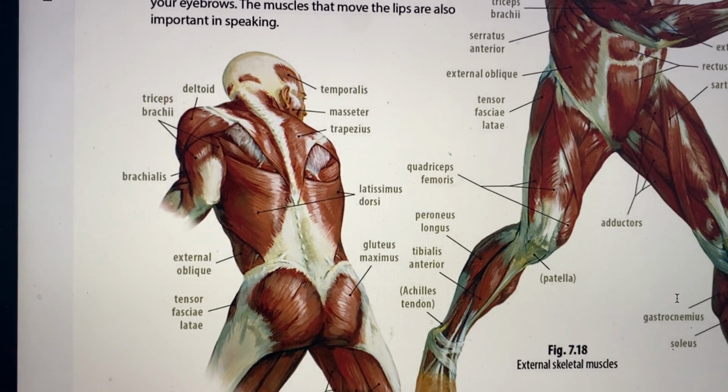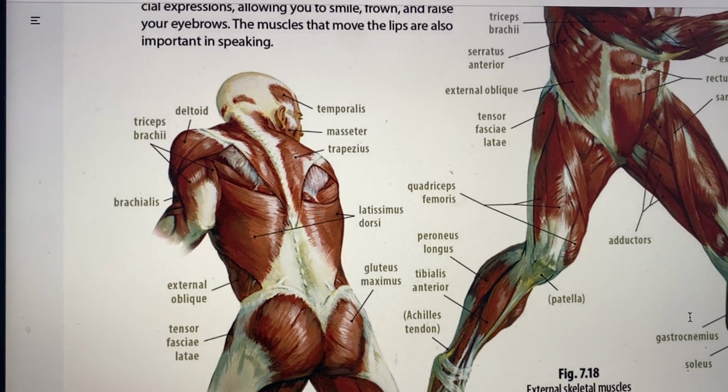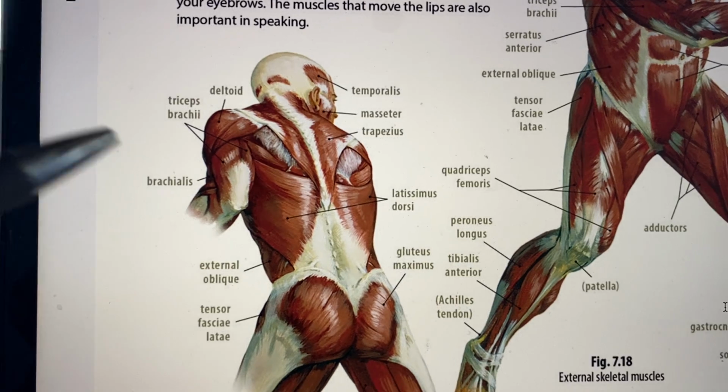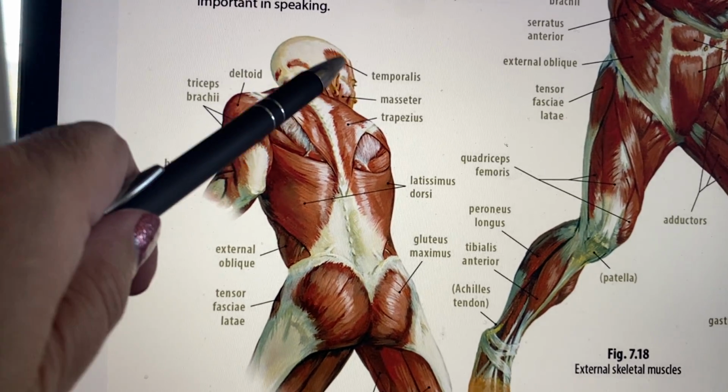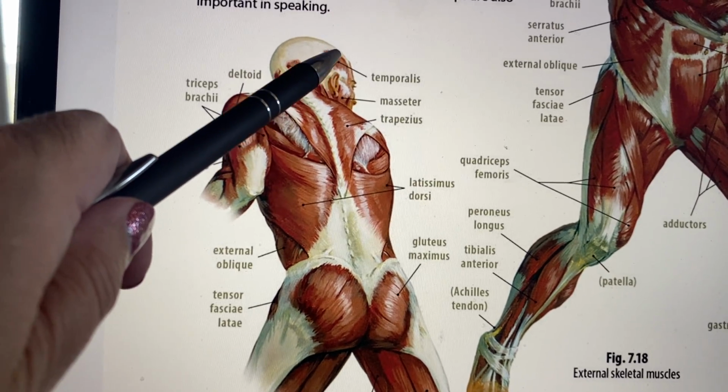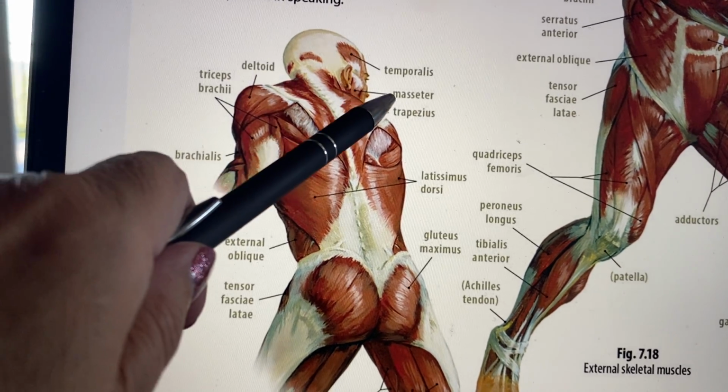But let's talk about the head first. Muscles of the head. If we look at the muscles of the head, you're going to see the temporalis muscle, next to the temporal parts of your head there, and then down to the masseter.